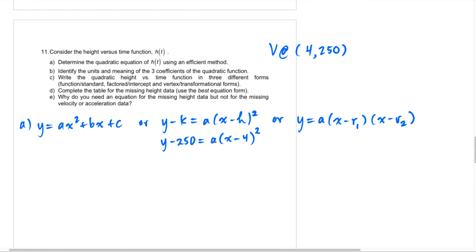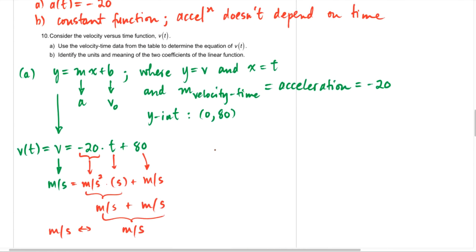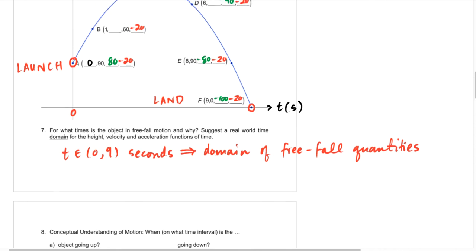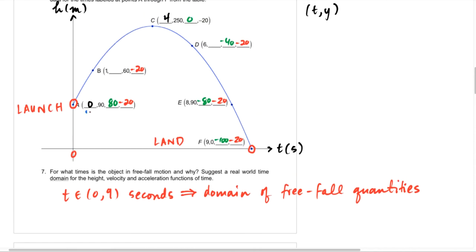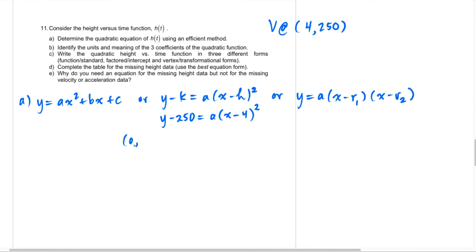Now in order to solve for the unknown a, we need another point on the time height graph, and we have a point, the initial one given was 0, 90. So we'll use that point and substitute into the equation. So let's sub 0, 90 in for x and y. So we get 90 minus 250 is equal to a times 0 minus 4 all squared. We get negative 160 is equal to 16a, and we can see that a is equal to negative 10.